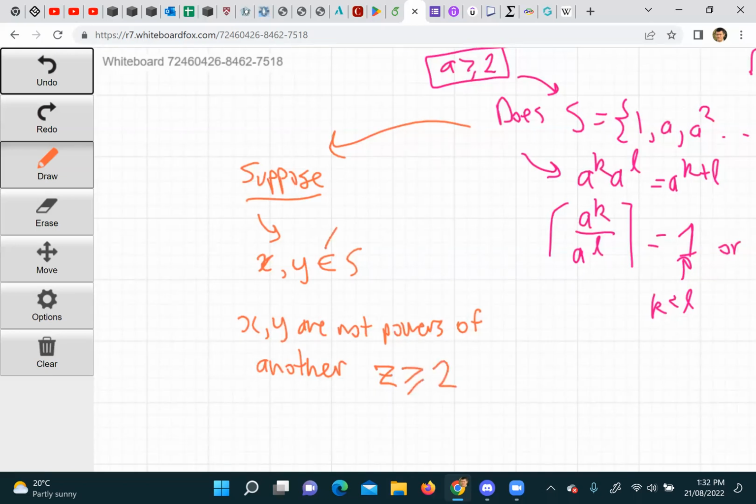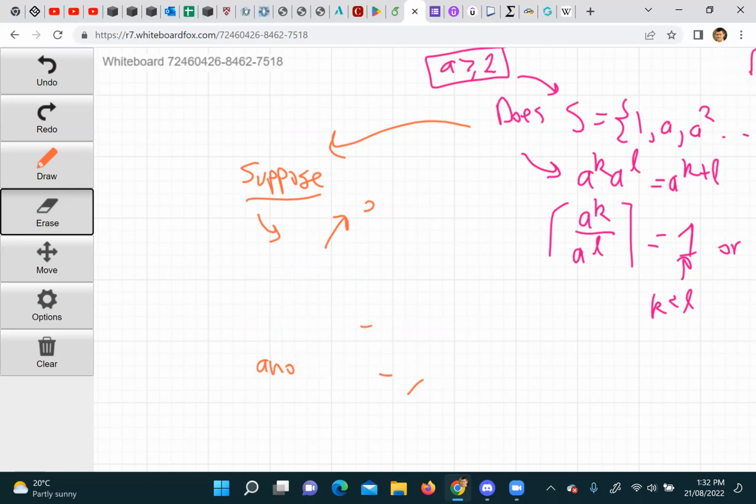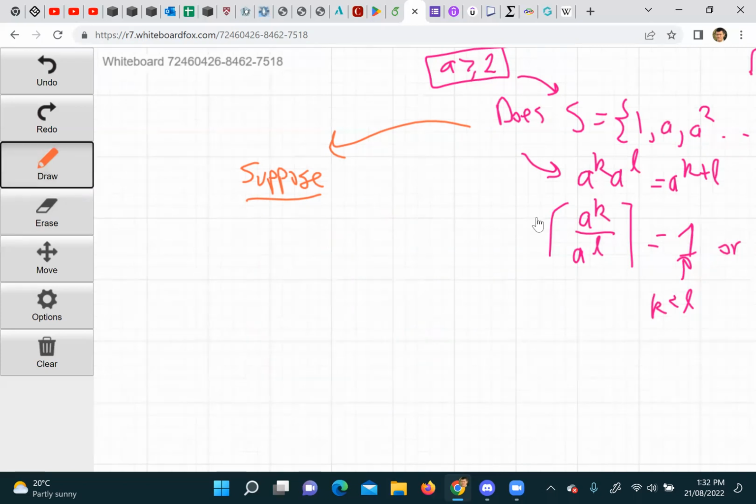So this is saying x is not equal to y. X and y in S where x and y are not powers of one another. Suppose x is not equal to y. Actually, I'll make it a bit better. Wait, actually, I'm just going to change it. Let's say I'll just make x the smallest number.